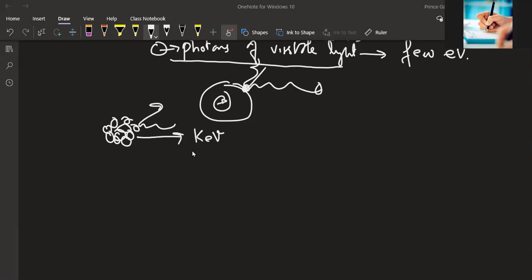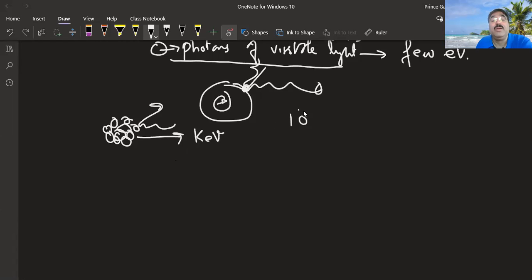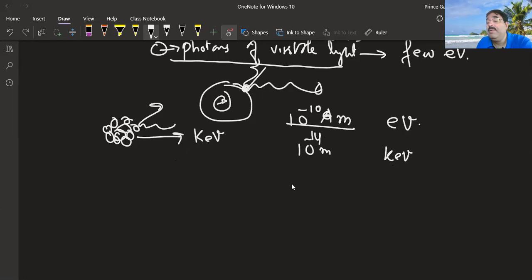Fine. So we start with atoms. We know that the length scale of the atom is 10 to the power minus 10 meter, but the energy is in electron volts. We go down to the nucleus now, where the size is 10 to the power minus 14 meter, and the energy scale is kilo electron volts. And when we go to particles, from protons to quarks, the energies are million electron volts, then giga electron volts, and then at the quark scale, it is tera electron volts.